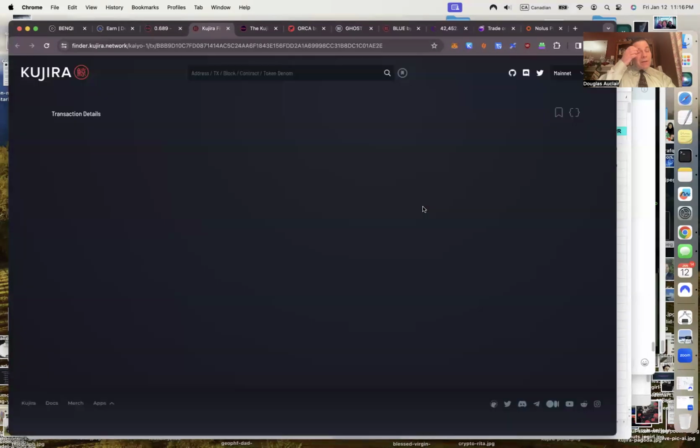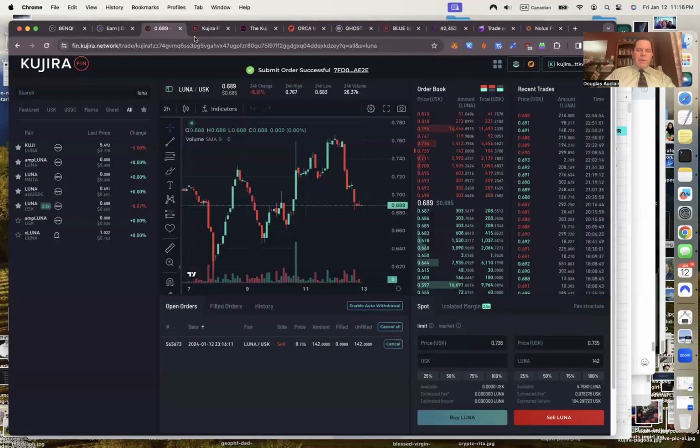Save that transaction for later. Okay, so we now have a bid at 73.5. Is Luna going to go back up to 73.5? Maybe it'll keep going down and down and down. But maybe, there's this little green tick right here, which says maybe we've reached a local bottom and it's going to start heading back up. Maybe it's going to go down. Don't know.